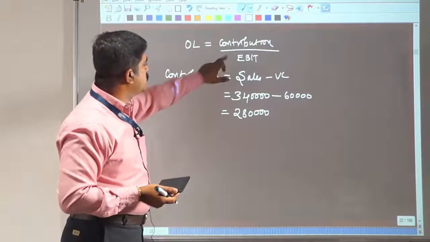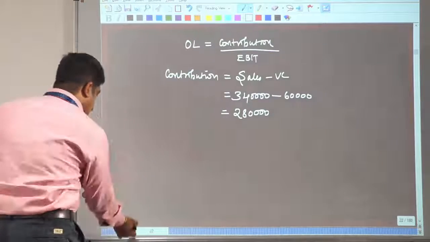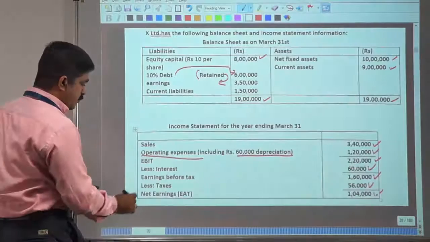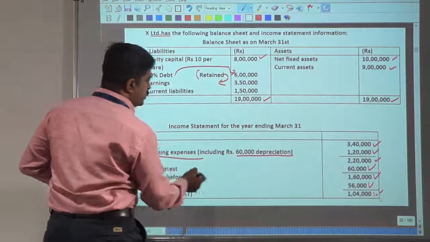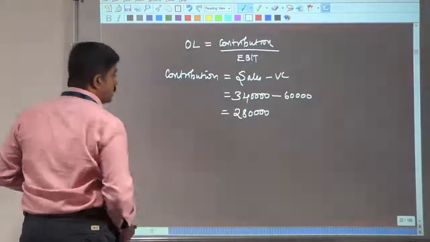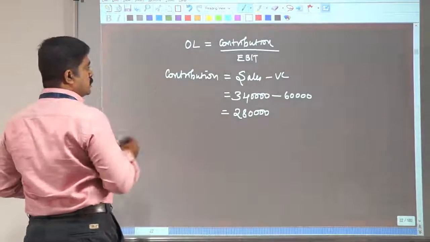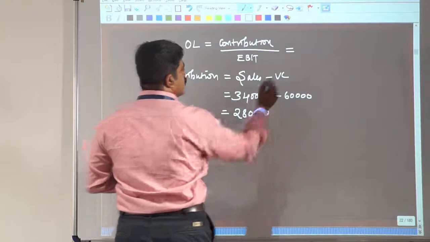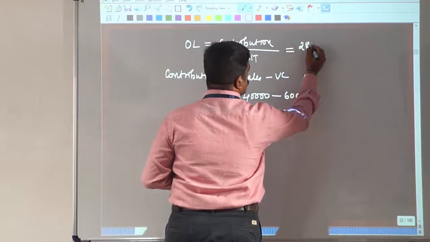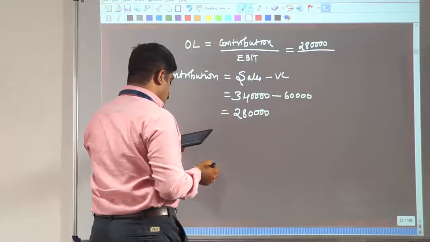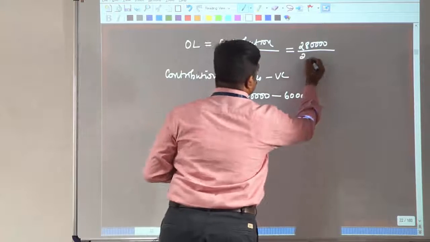What is next important is EBIT. I think EBIT information was available straight in the question. So here we have earnings before interest and taxes 2 lakh 20,000. I think we need not worry much about it. EBIT is 2 lakh 20,000. So here we'll give contribution is 2 lakh 80,000 divided by EBIT. What was the figure? It was 2 lakh 20,000.